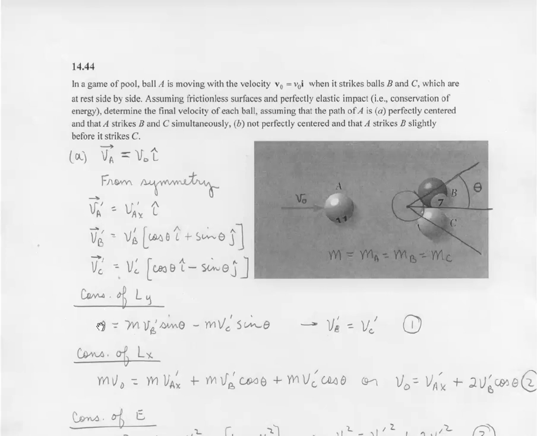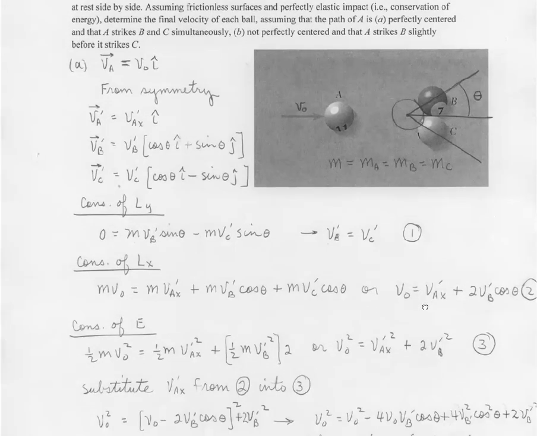And we start off with no momentum in the Y direction at the beginning. And afterwards we have an m VB sine theta right here, and then a minus m VC sine theta, both prime there, of course. And what this implies to us is that VB prime is going to be equal to VC prime. I'm going to call that equation 1.